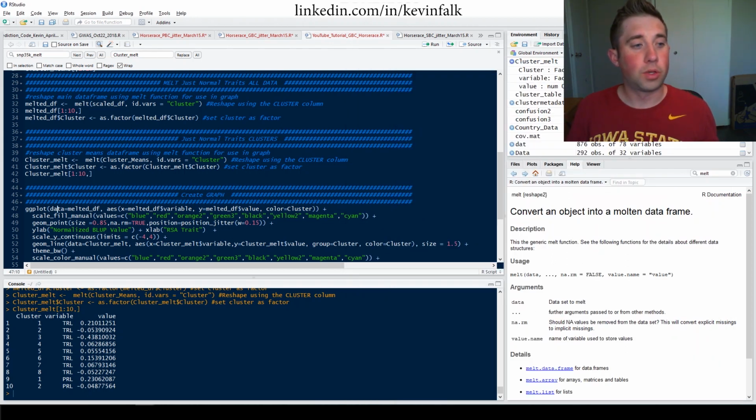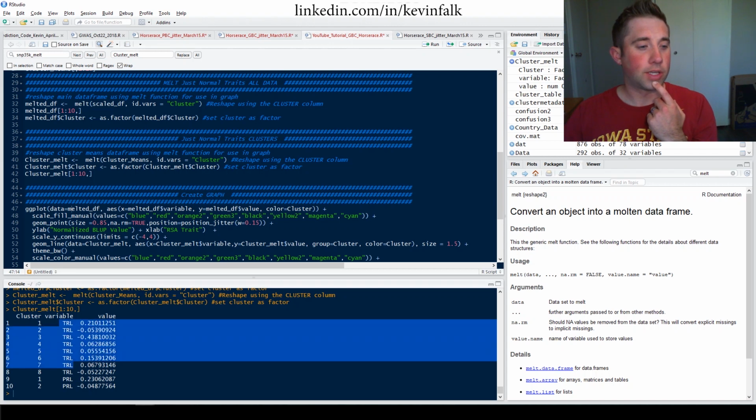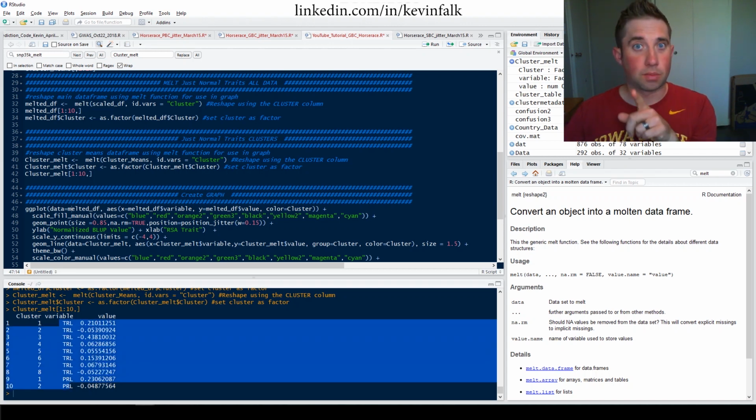So first what we do is for data, we want to bring in melted df. So that's our first data frame that we made. And then for the aesthetic, we want the x to be the variable. So we knew the different variables are the different traits. So we want those to be along the x values, similar to in the paper that we were looking at.